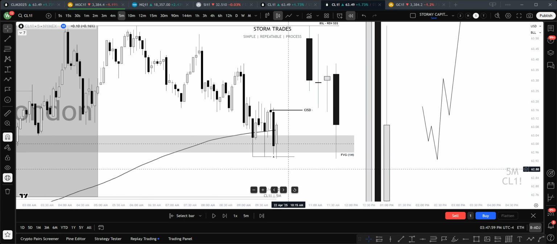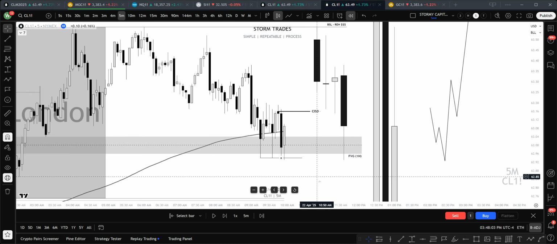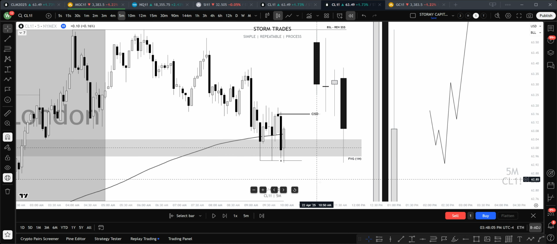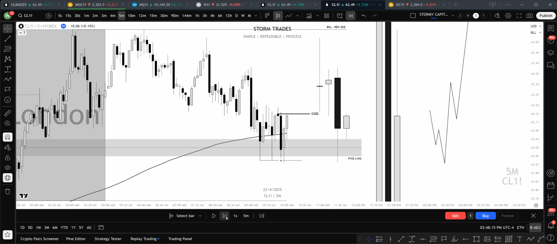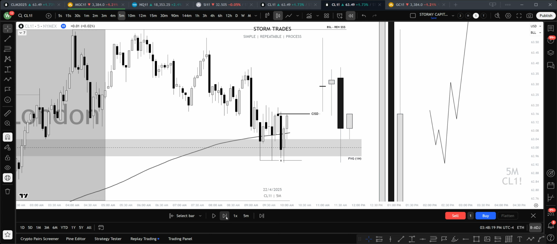All right, so time, it's almost 10 o'clock here. Our hunting hours are from 9 to 12. And in some cases on CL, since we have a 2:30 cash close, I'll trade through till 1 o'clock. Let's fast forward some price here. We're looking for displacement. And when we get displacement, we'll know it because it typically will leave behind what we have right here, which is a fair value gap.